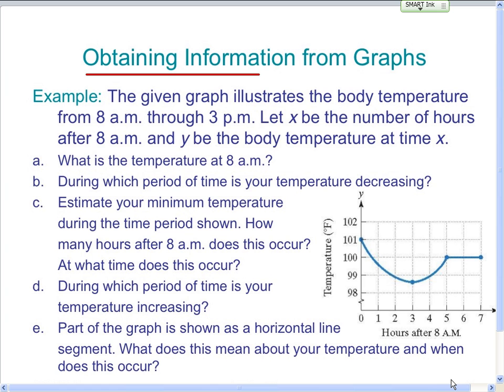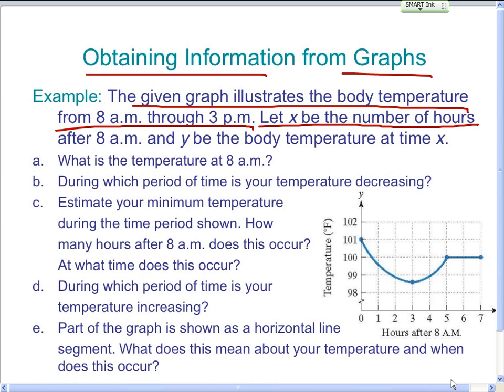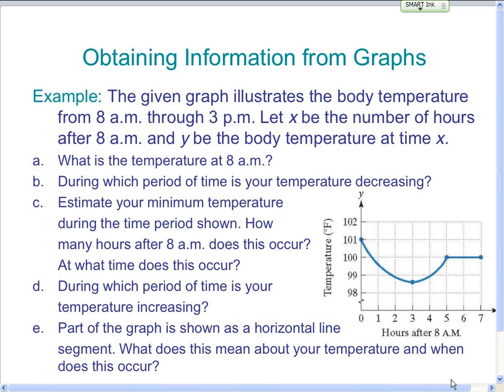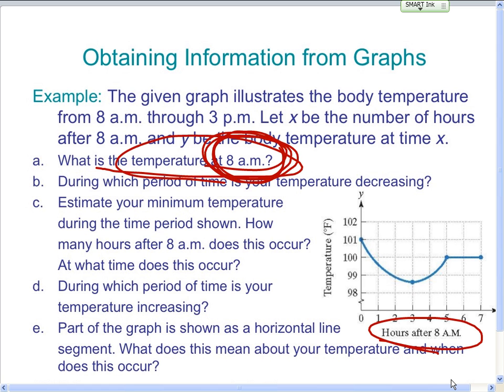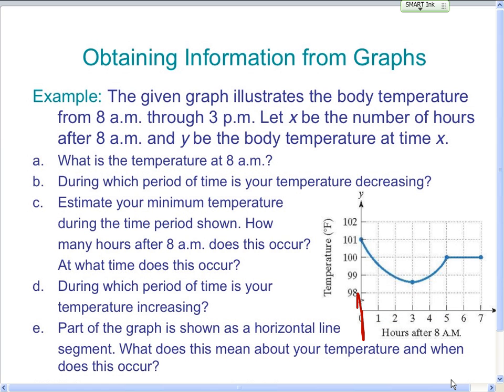Okay, getting information from a graph. The given graph illustrates the body temperature from 8 a.m. through 3 p.m. X is the number of hours after 8 a.m. and Y is the body temperature. So what is the temperature at 8 o'clock in the morning? How many hours has it been after 8 a.m. when we're actually asking about 8 a.m.? Well, that's 0 hours. So what is the body temperature at 8 a.m.? It is 101 degrees.